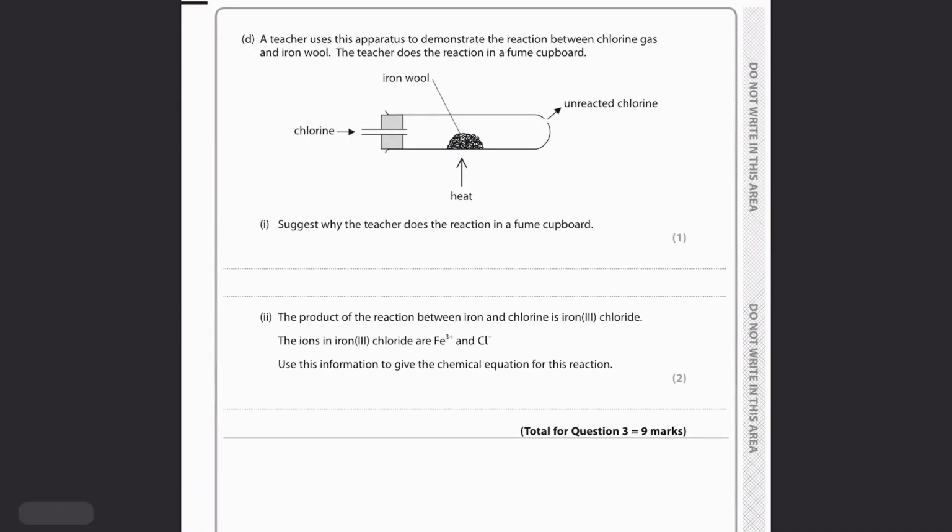Question D, a teacher uses this apparatus to demonstrate the reaction between chlorine gas and iron wool. The teacher does the reaction in a fume cupboard. Suggest why the teacher does the reaction in a fume cupboard. It's because chlorine is a toxic gas. You don't want to breathe that in. The fume cupboard will suck away all the toxic gas, so it doesn't actually come into the laboratory.